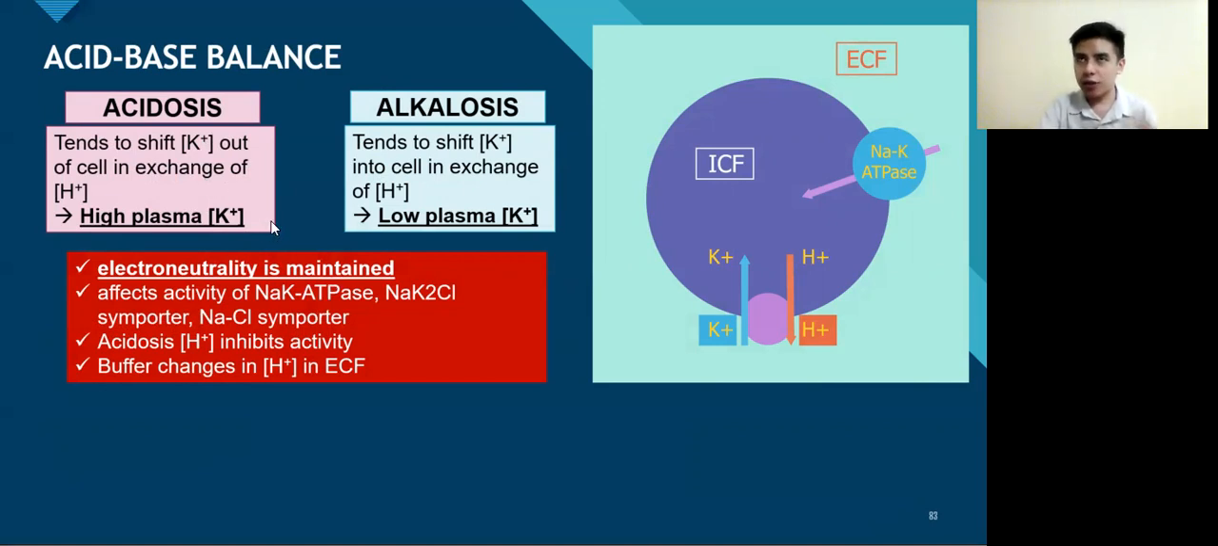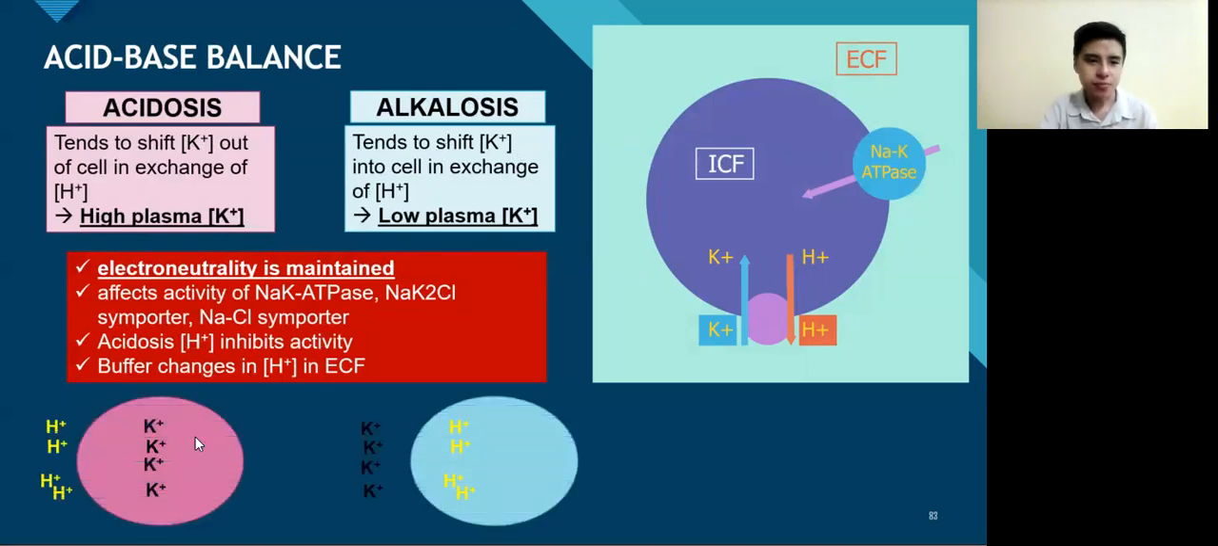As a mnemonic for this, I'm not sure if it's effective, someone told me when I studied for the board exam: alkalosis, low, L-O, losis. So alkalosis means low potassium, hypokalemia. Just on the picture, this one represents acidosis, so they will just exchange. This one represents alkalosis, so they will just exchange.